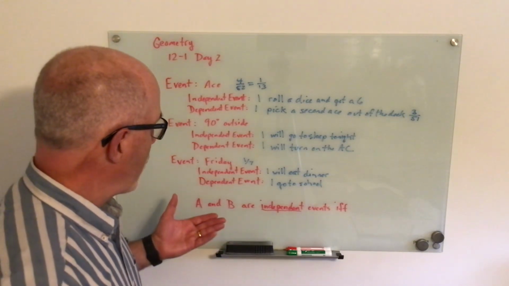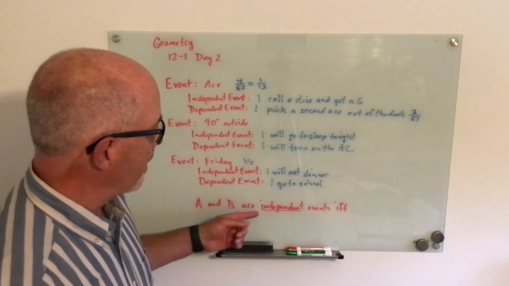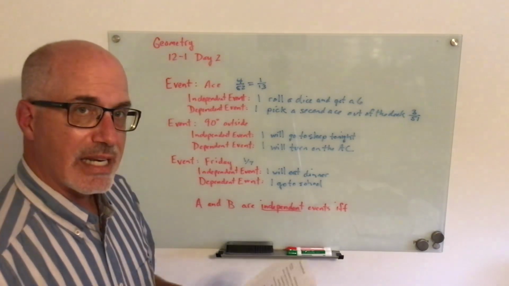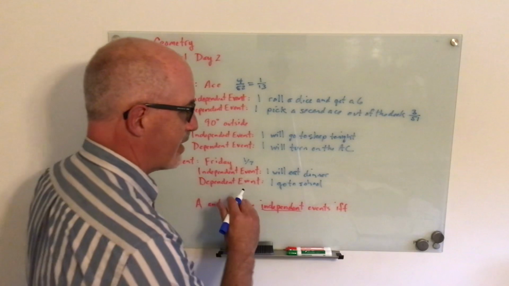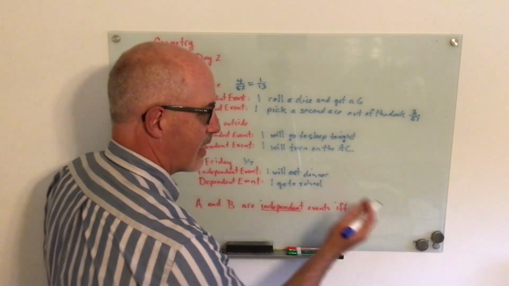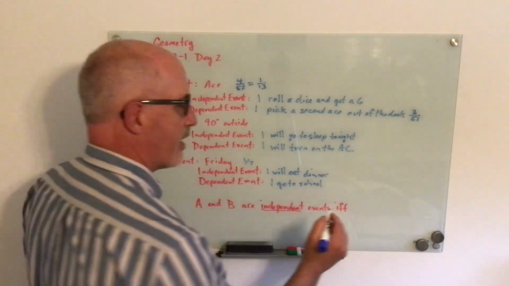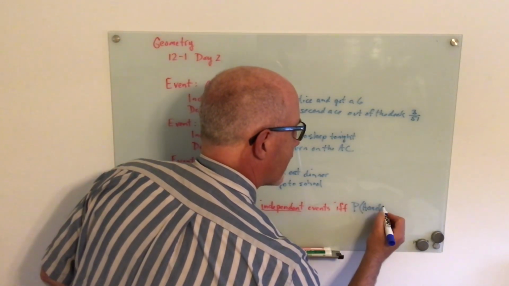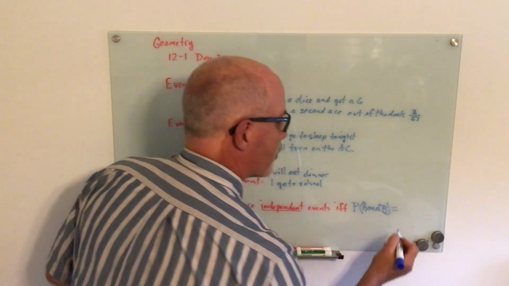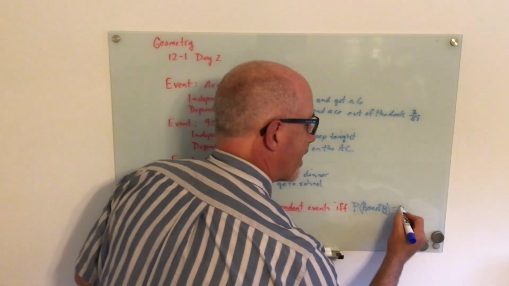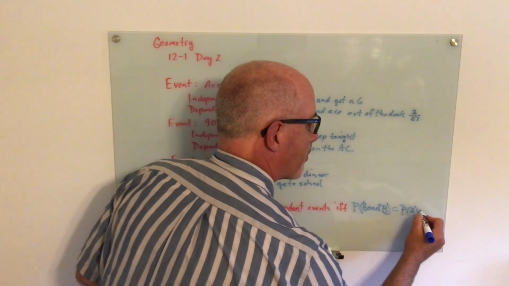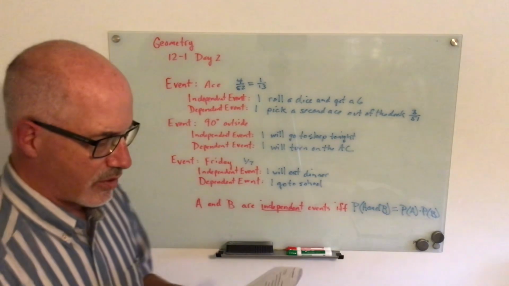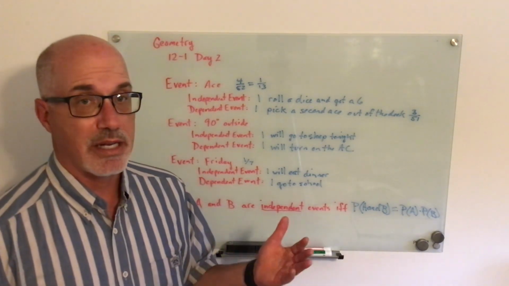All right, so when you have 2 events, A and B, that are independent events, they're independent if and only if, meaning if this, then this, and also if this, then that, the probability of A and B happening equals the probability of A times the probability of B. So you can multiply those together if you know that they're independent events.